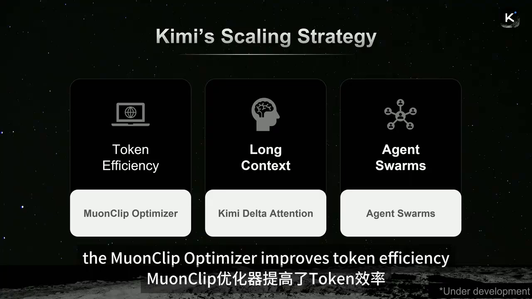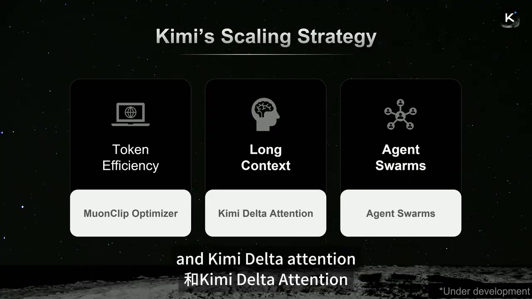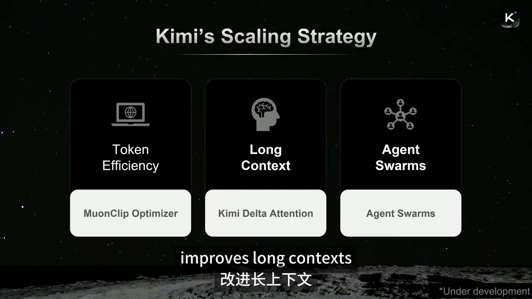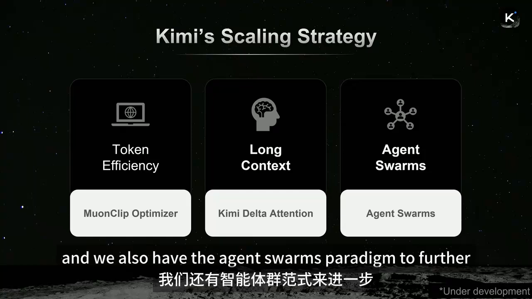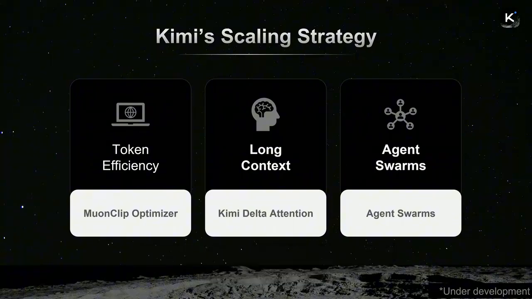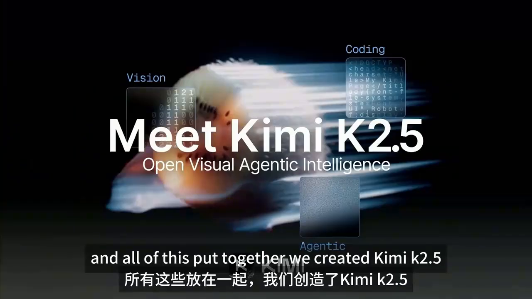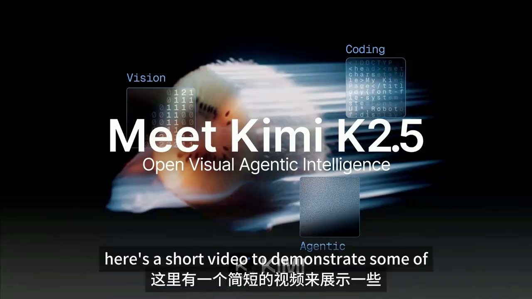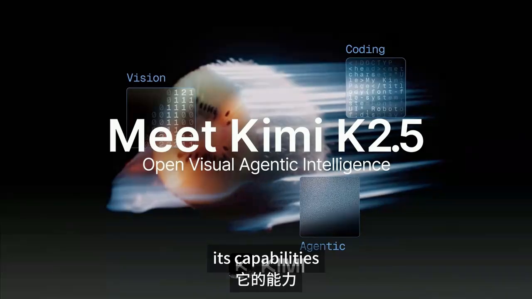The Muon clip optimizer improves token efficiency. And Kimi Delta Attention in the Kimi Linear architecture improves long context. And we also have the agent swarm paradigm to further create a new dimension of scaling. And with all of this put together, we created Kimi K2.5, a new model that we just released over 1 month ago. Here's a short video to demonstrate some of its capabilities.